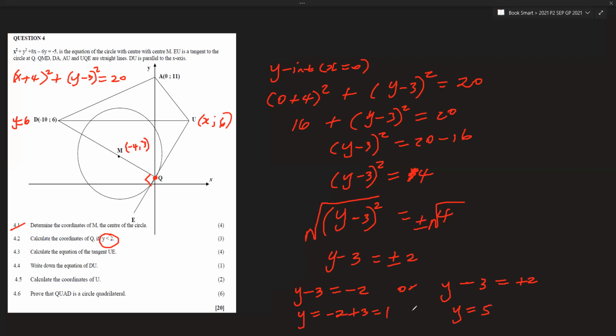So which one will be the correct y value? The correct y value will be this one. Why? Because of the restriction. They told us that it's below 2. So I can conclude that my Q is 0, coordinate 1. And that's it for 4.2. We can quickly jump to 4.3.